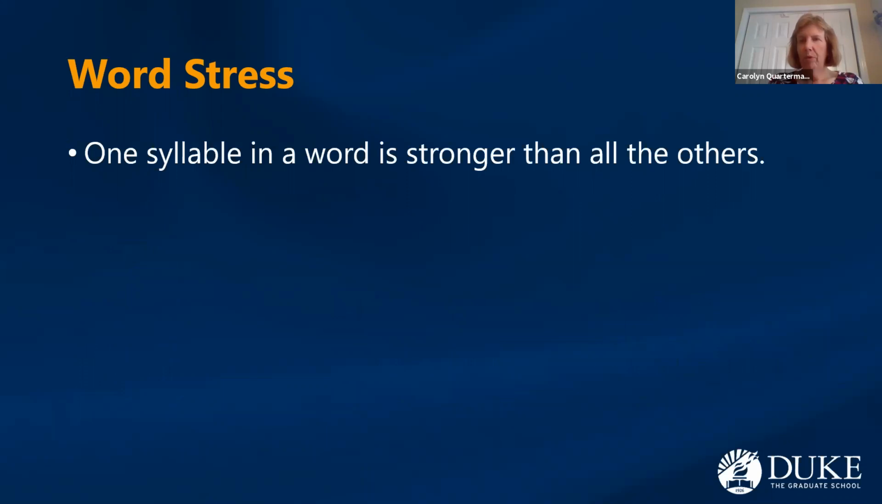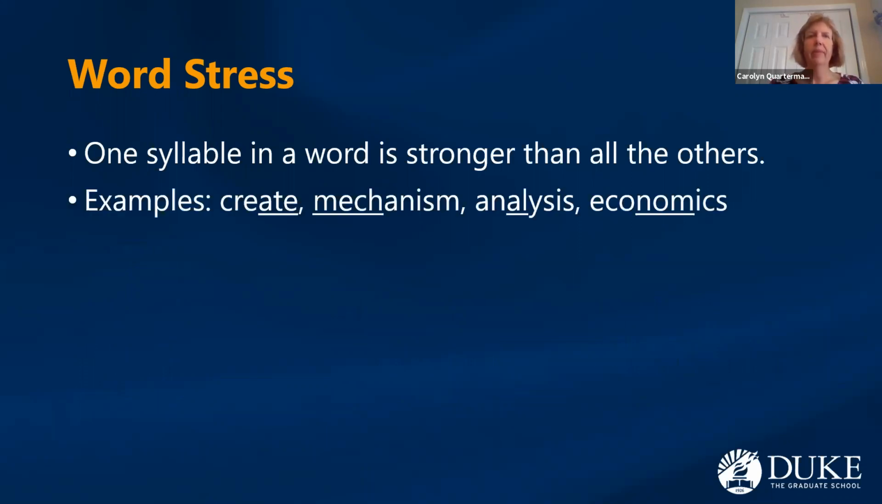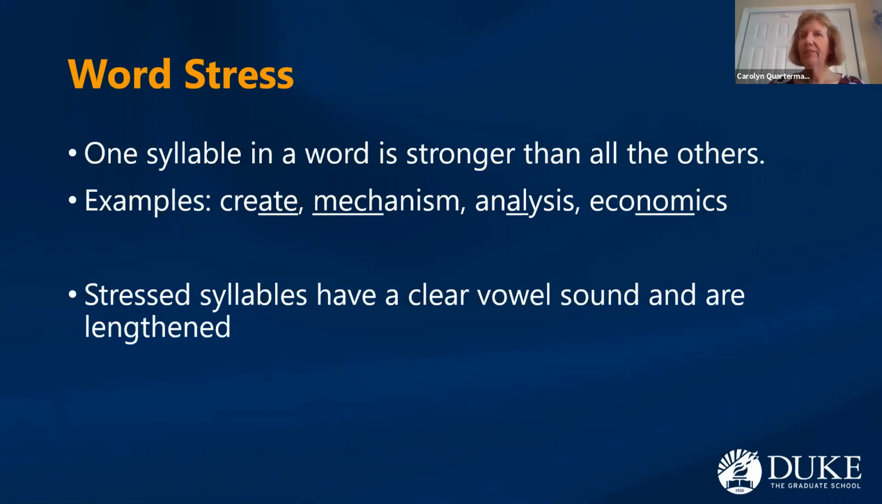In a multi-syllable word, a word with more than one syllable, you're going to have one syllable that is stronger than all the others. So for example, create, mechanism, analysis, economics. All right, that underlined syllable was the stronger one, and you probably noticed that my voice did different things on that syllable. The stressed syllable has a clear vowel sound, and it's lengthened.